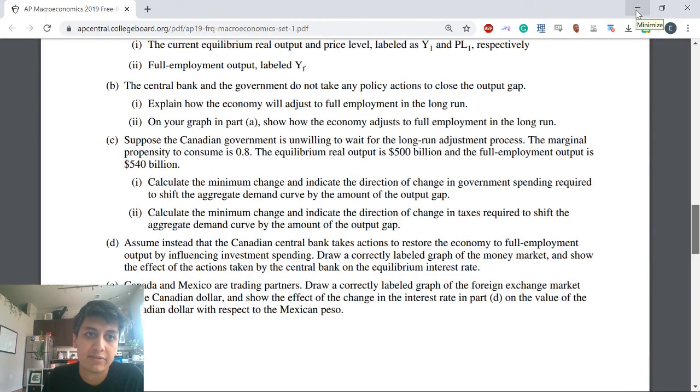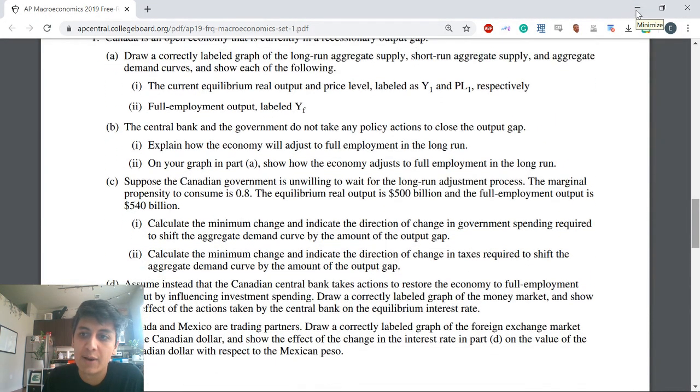Looking at this question, you can kind of see how all these graphs are interconnected, right? In part A, we had that ASAD graph. Part C, what do we have? We had the fiscal policy. We had monetary policy. We had the money market graph, and we had the foreign exchange graph. So all these graphs in Unit 5 are interconnected, and you need to know how the money market could affect the foreign exchange market. Maybe how the foreign exchange market can even affect the ASAD graph.